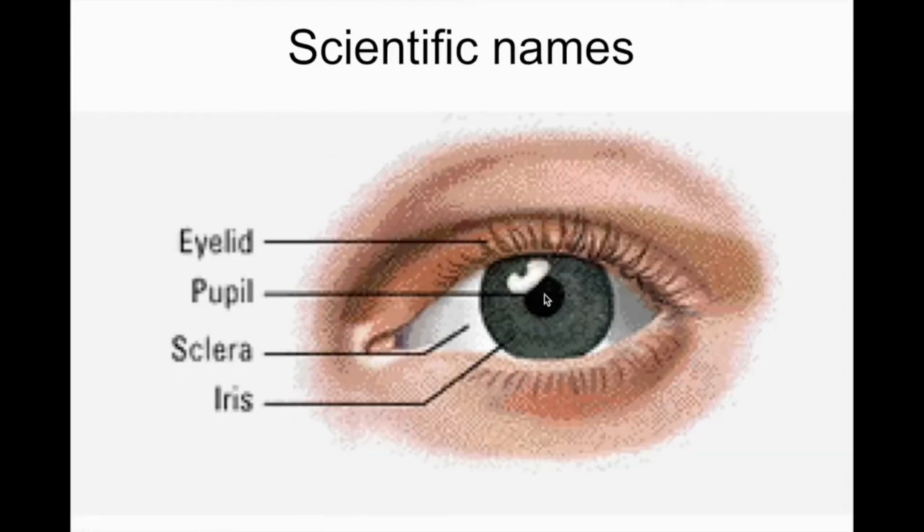So here are the scientific names. You have the eyelid, the pupil. You also have the sclera, which is this white part in the middle. Not many people know what that is. And then we also have the iris around the pupil.